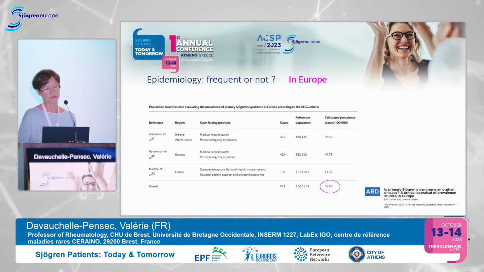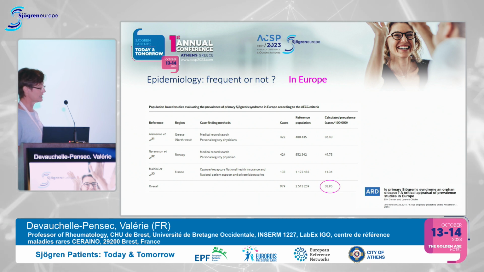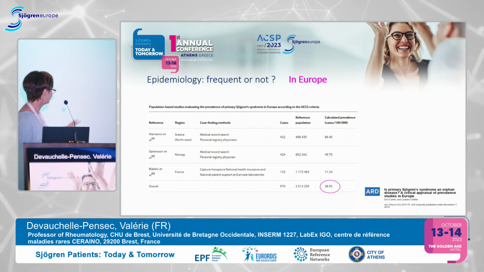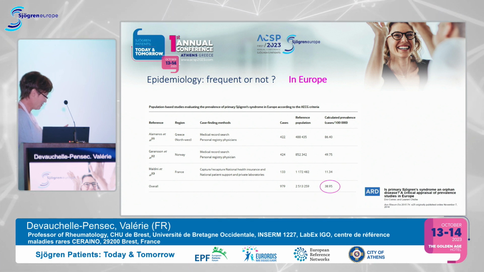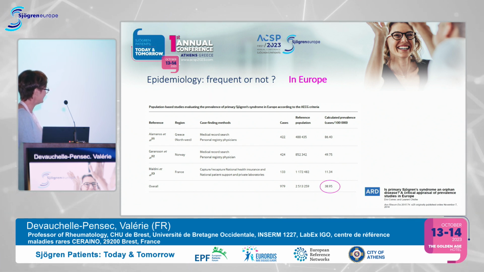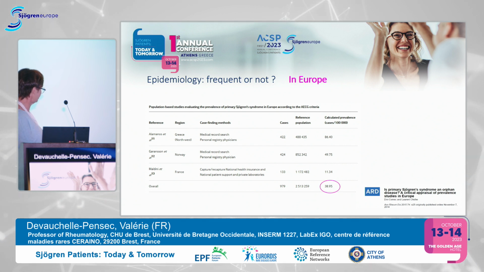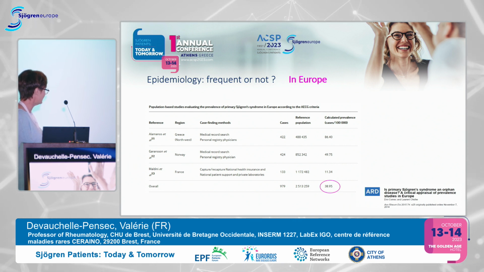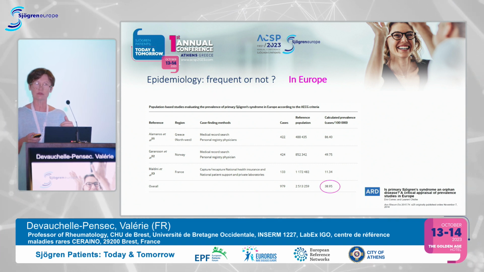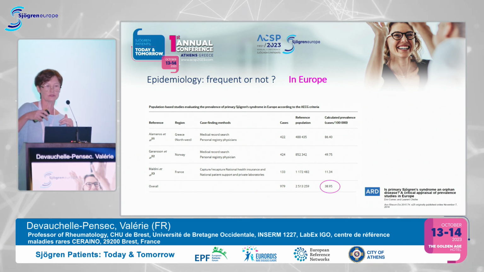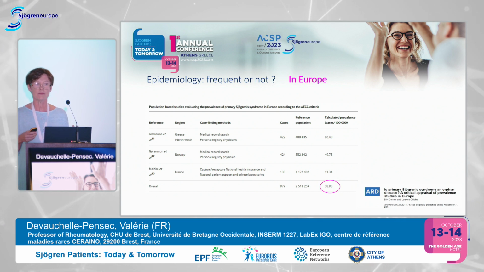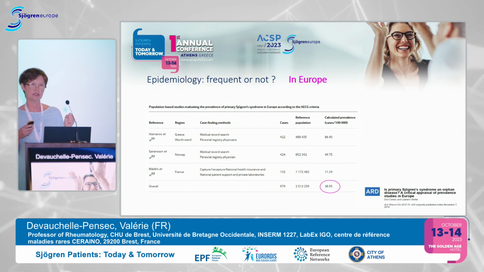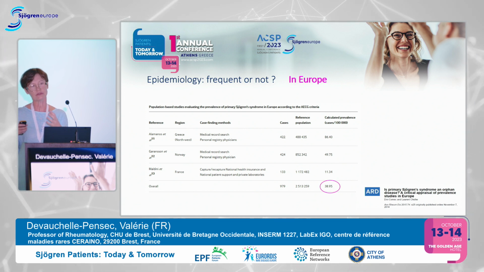In Europe, what do we have in Europe? We have three studies in Europe. Sorry, you cannot read, so you have to be confident with me. One of the best was performed in Paris, with a method we call capture and recapture. It was based on health insurance, but the patients were verified to be sure they had Sjögren.